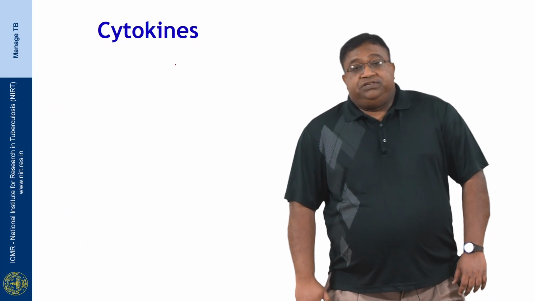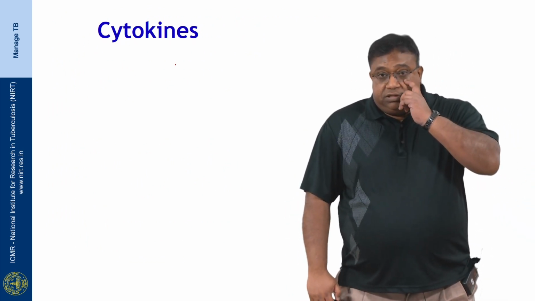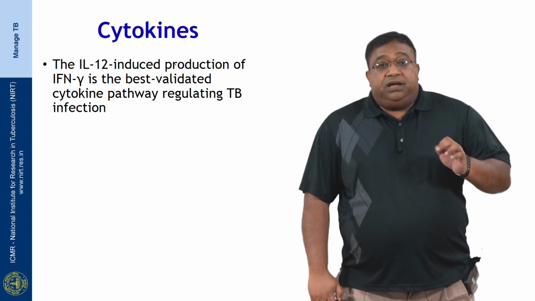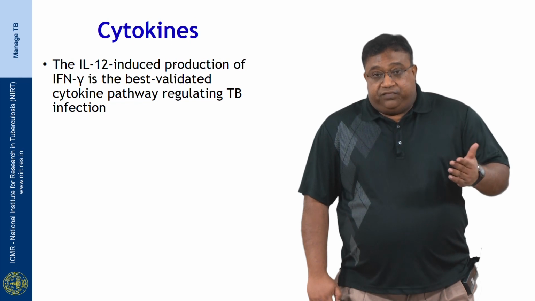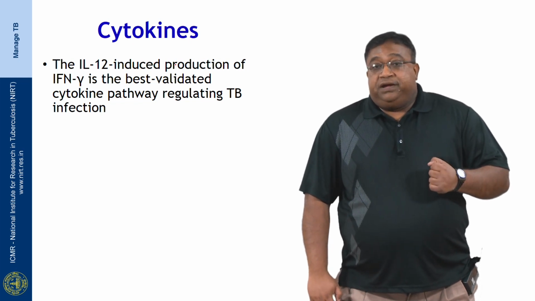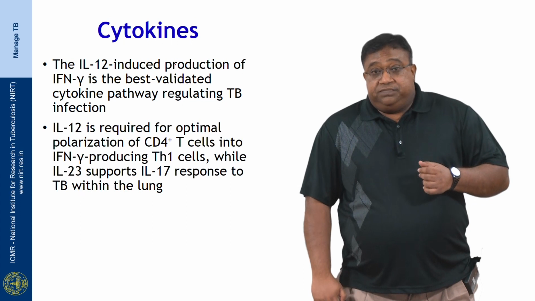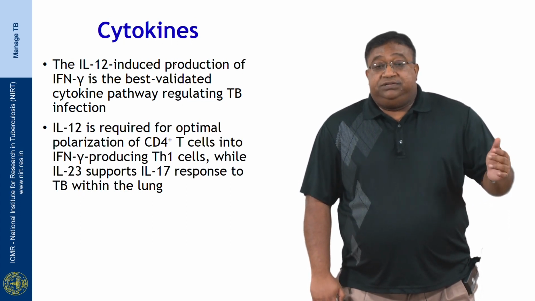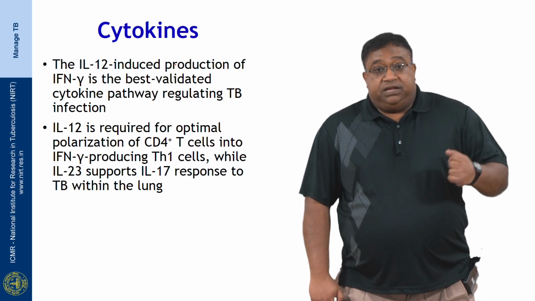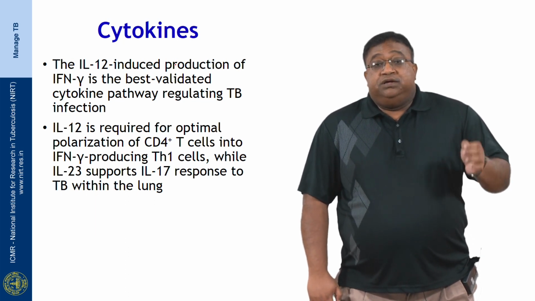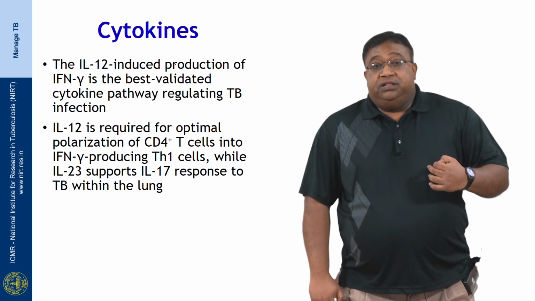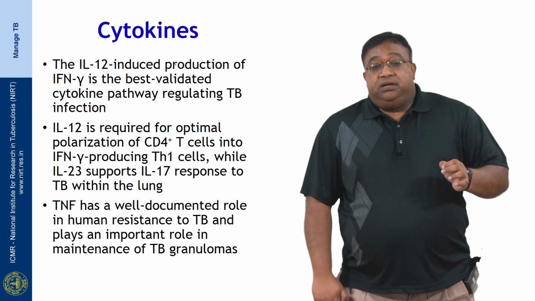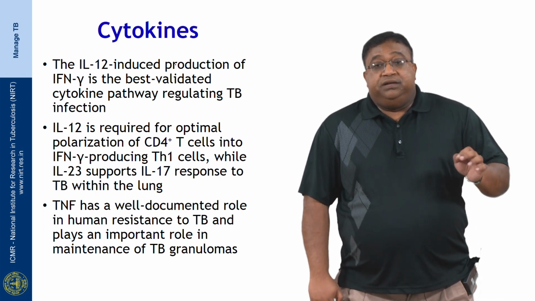So moving on to the role of cytokines in either protective or susceptible immune responses to TB, we know that the IL-12 induced production of interferon gamma is the best validated cytokine pathway regulating TB infection. IL-12 is required for the optimal polarization of CD4 T cells into interferon gamma producing Th1 cells, while IL-23 supports the IL-17 response to TB within the lung.